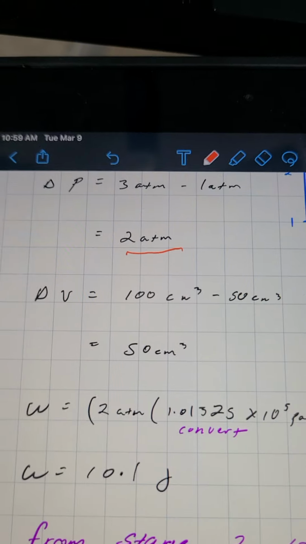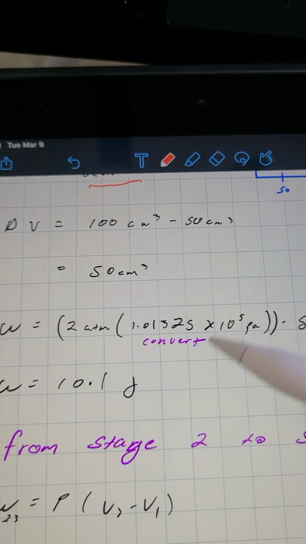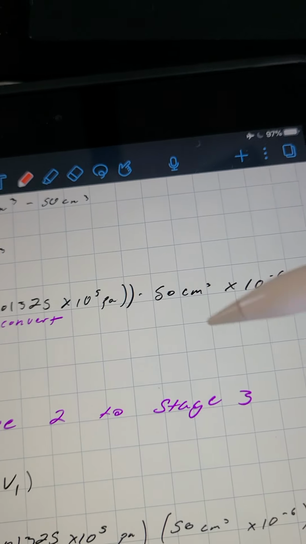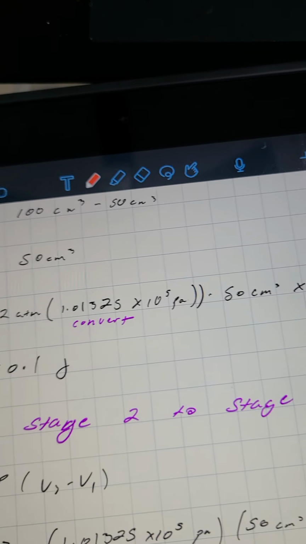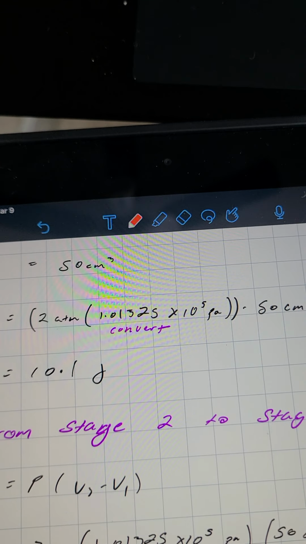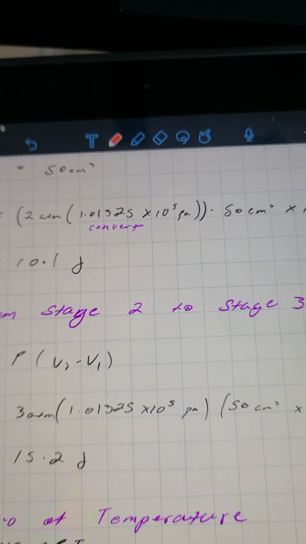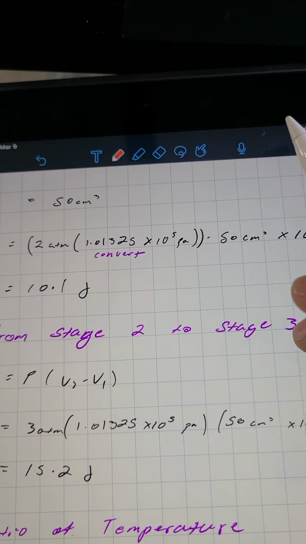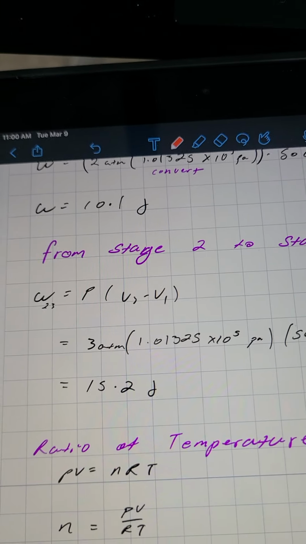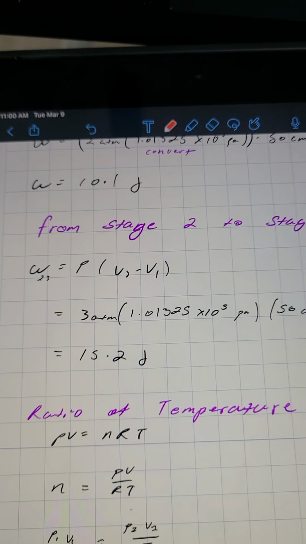When plugging all this in, one thing to be careful of is converting your 2 atmospheric pressure and your 50 centimeters cubed in order to get joules, just so everything cancels out efficiently. And from here we're going to move from stages 2 to 3. So from 2 to 3, which is also represented here on this W.